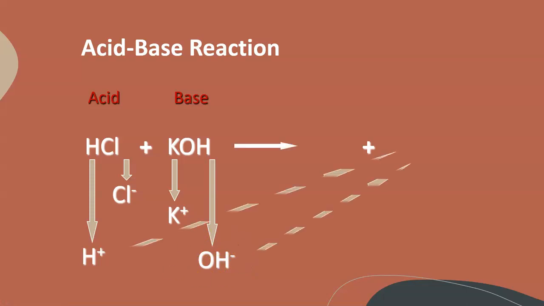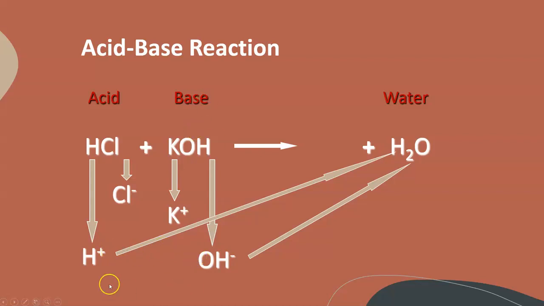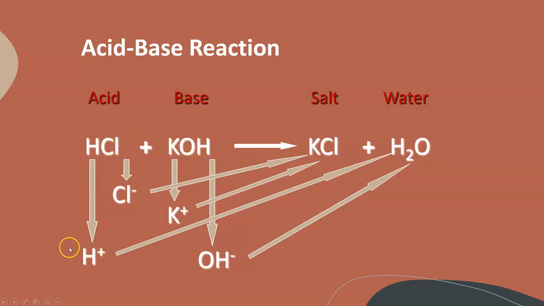Then we draw our arrow, and we see that H+ and OH- will turn into what? H2O, water. That is very good. The base has taken up these hydrogen ions. Then the K+ and the Cl- will form a salt. Potassium chloride is a salt. So very nice. This is an acid-base reaction. The acid gives the proton, the base gives the hydroxide. That forms together to make a water, and a salt is formed.